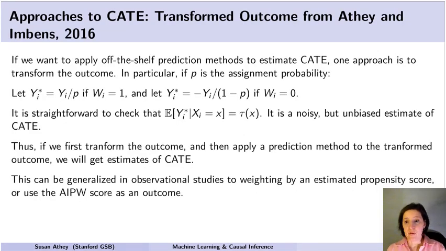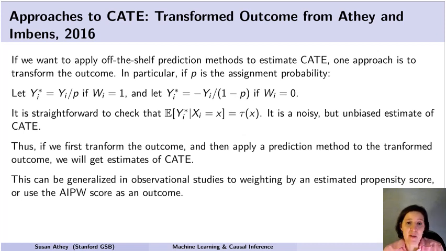Although we won't go into the full details of this transformed outcome approach in these lectures, I can just briefly give an overview, just to give an example of how you can apply off-the-shelf machine learning methods to the problem of estimating CATEs. The idea is that there's a way to transform the outcome so that the expected value of the transformed outcome is actually the treatment effect. So to see this, I can define this transformed outcome Y_i star.